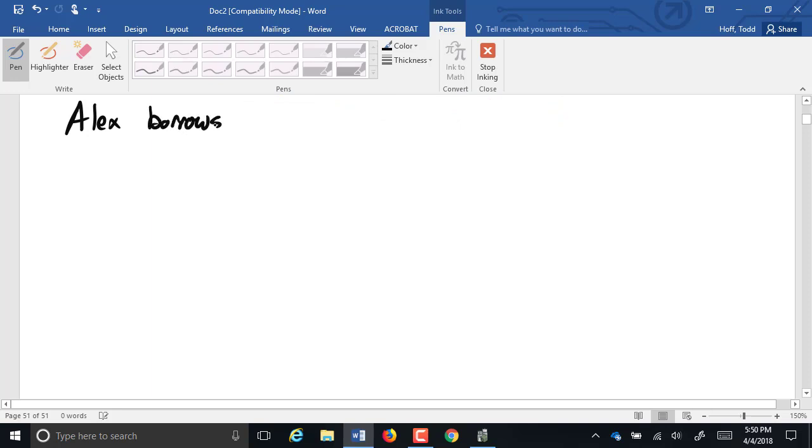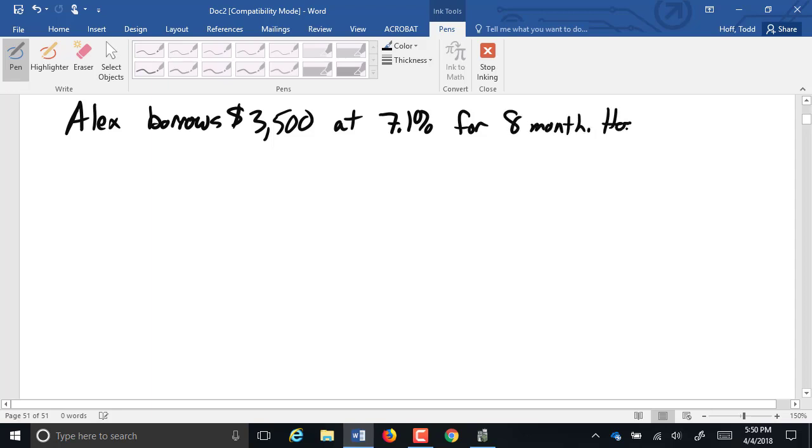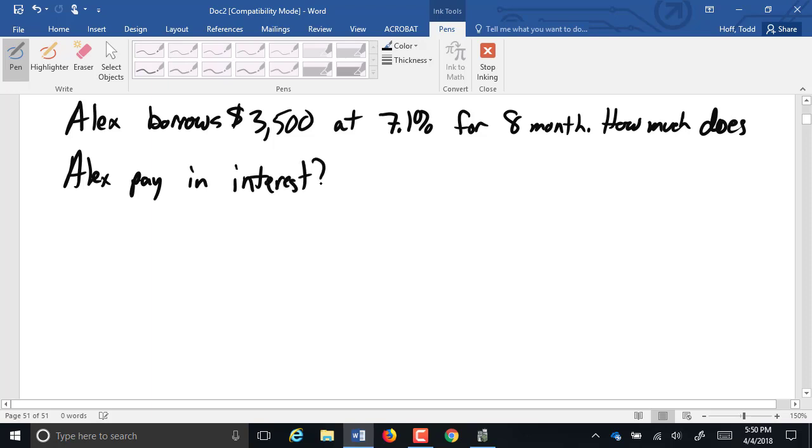So Alex borrows $3,500 at 7.1%. Again, I'm not going to write it, but it's assumed simple interest for 8 months. How much does Alex pay in interest? Tell me what to do.